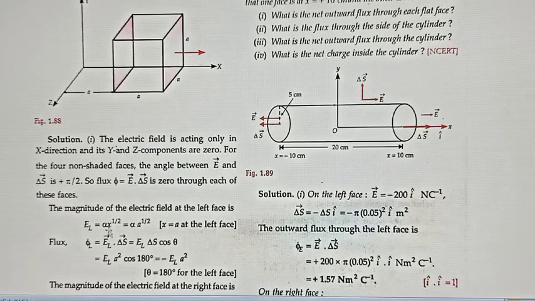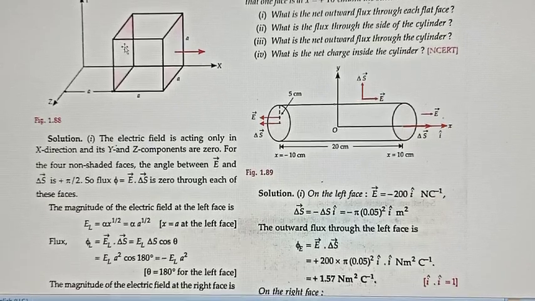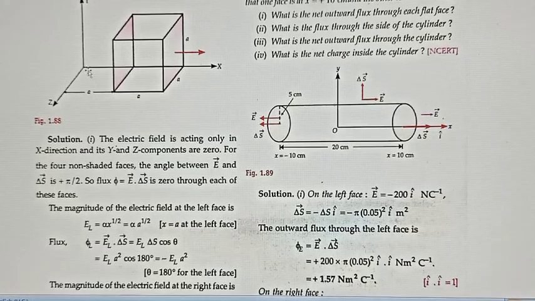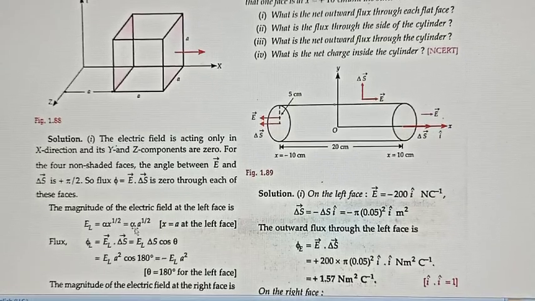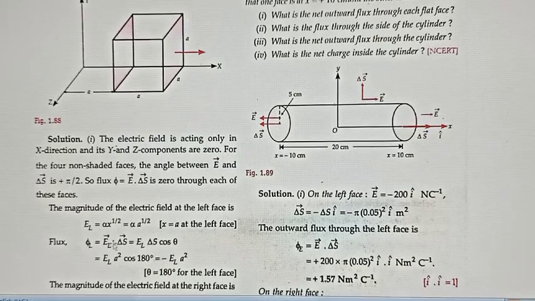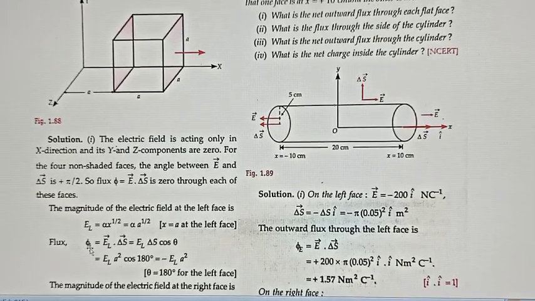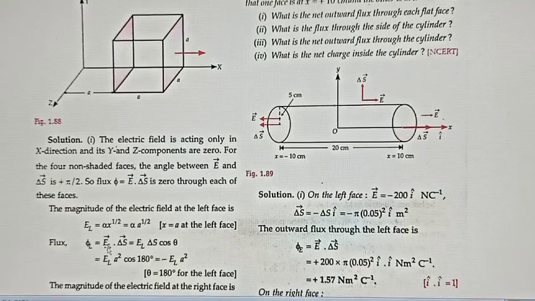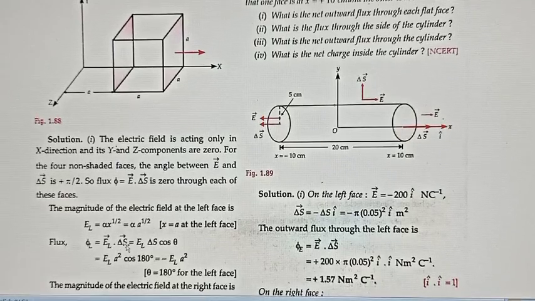But what is the value of x for the left phase? That means at what distance this phase is from the origin. This is a. So you put the value a in place of x. So alpha a to the power half. So what is the flux linked with that phase? So phi is equal to E dot del s. So E del s cos theta.